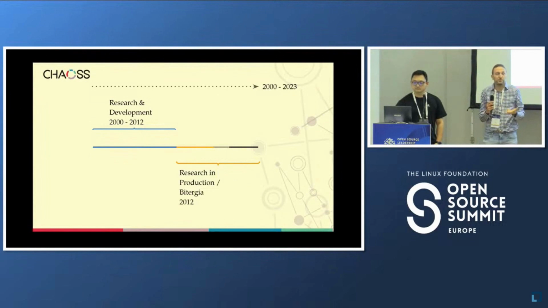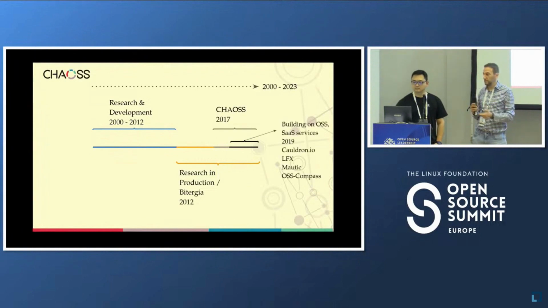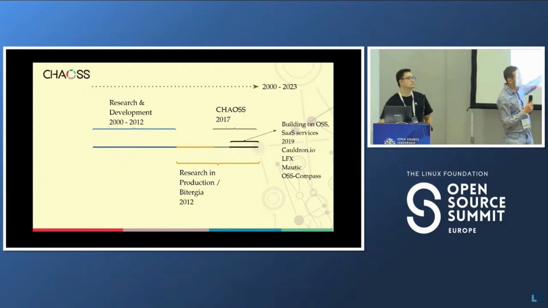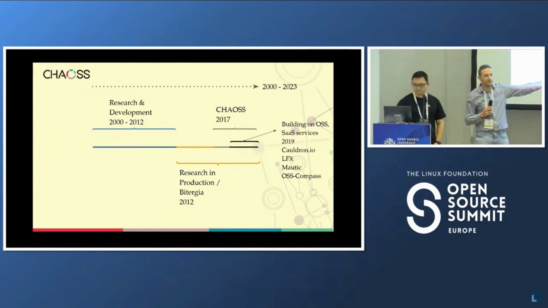What we were doing was to test the market. Does it make sense? Is someone putting some money on the table, so then they buy a service? And then CHAOSS started in 2017. And then finally we have all of these services. So if you think about this, right, we have 16 years of research plus testing in production somehow.